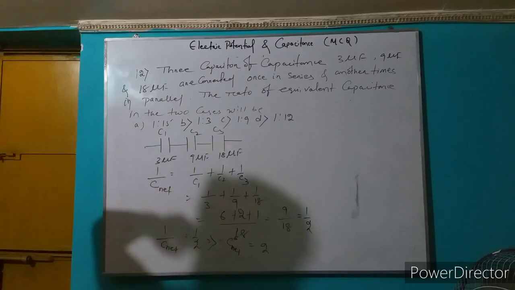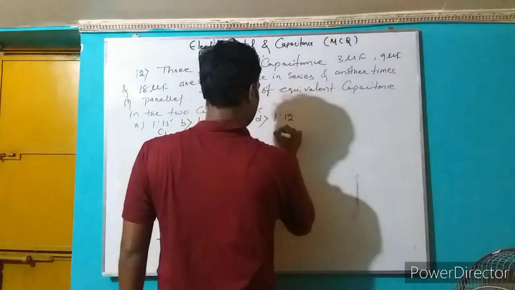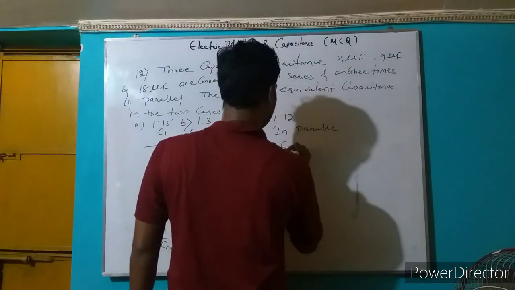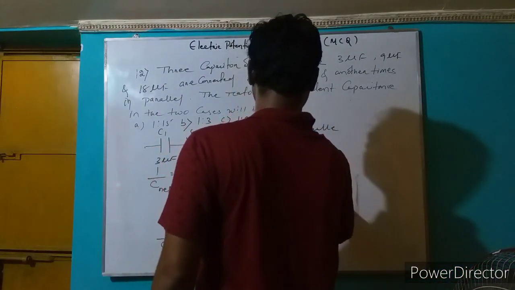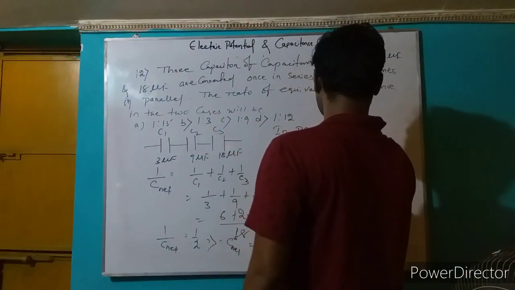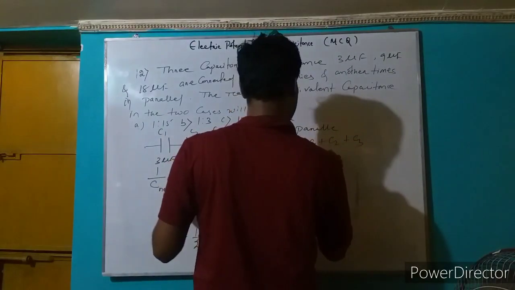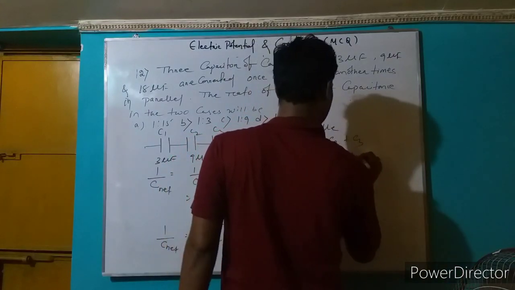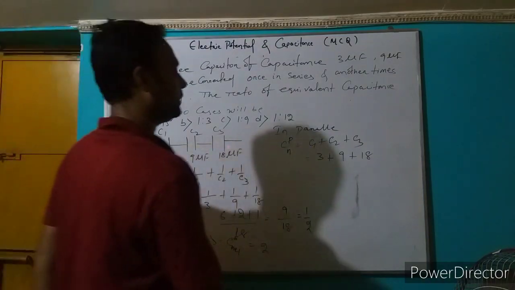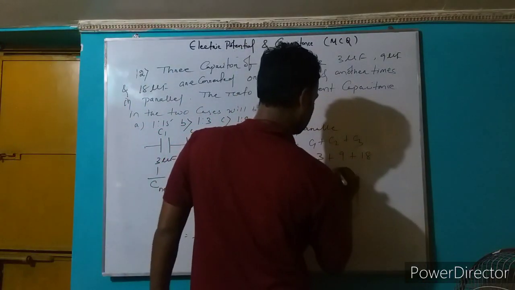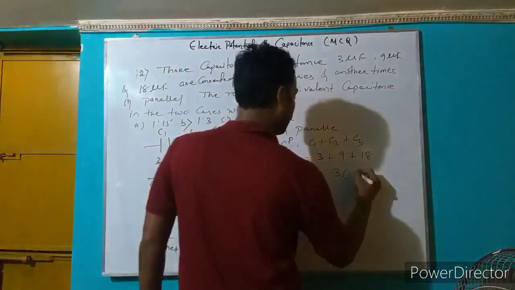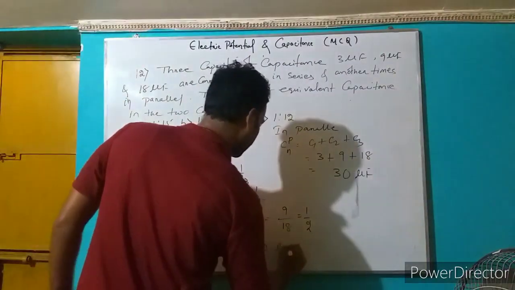Now in parallel connection, C net for parallel connection equals C1 plus C2 plus C3. That means 3 plus 9 plus 18. 9 plus 3 is 12, 12 plus 18 is 30. That is 30 microfarad, and the series one is 2 microfarad.